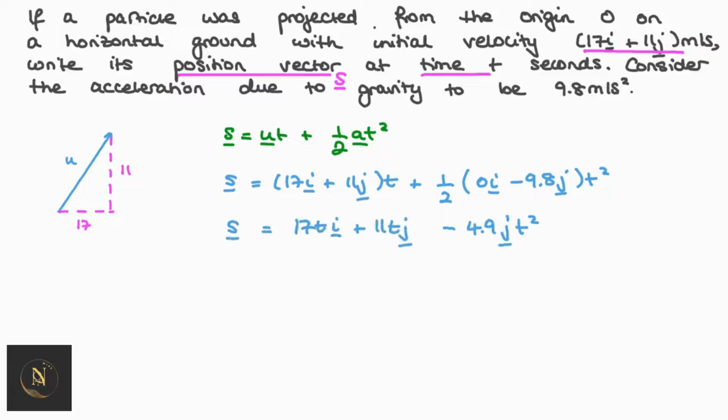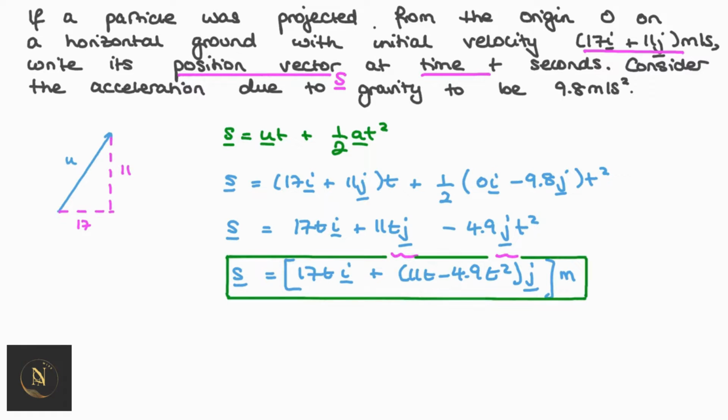Let's distribute each of these sets of parentheses, and we get s = 17ti + 11tj − 4.9jt². And we now gather the vertical components. And that gives us s = 17ti + (11t − 4.9t²)j. This is measured in meters.